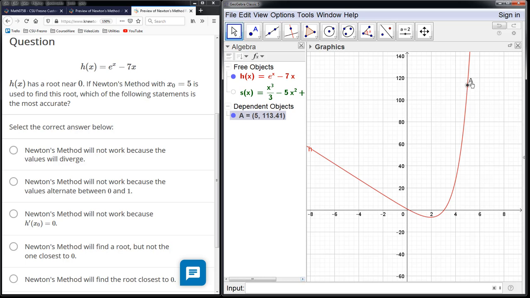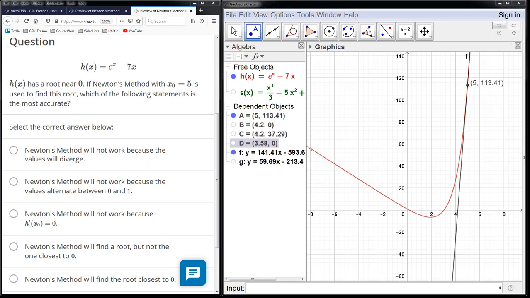And so you can see, okay, perfect. GeoGebra saved me the trouble of having to figure out that when I put 5 into the function, I actually get around 113. So there's my point right there. Now what I need to do is draw the tangent line. Okay, so now you see I've drawn the tangent line. So I sort of spared you.